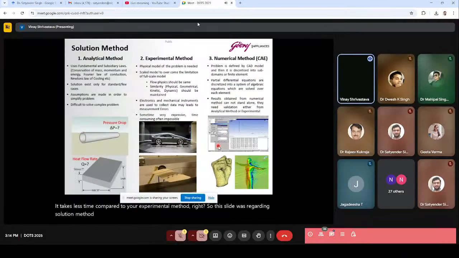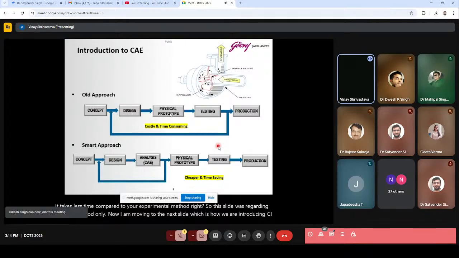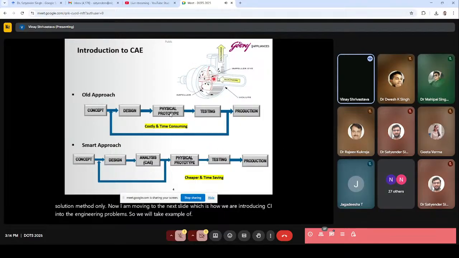Now I'm moving to the next slide, which is how we are introducing CAE into engineering problems. So we will take the example of this water pump. Now let's say you are a designer and you want to make a water pump. You know only the pressure. I want to design a water pump which has a certain pressure.